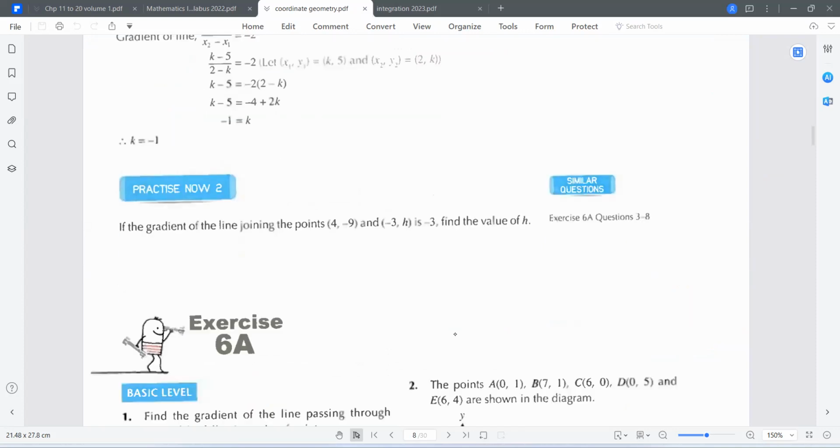Quickly, within 2 minutes, you have to complete this task. Solve this practice now. Within 2 minutes. I'm not giving you more time.